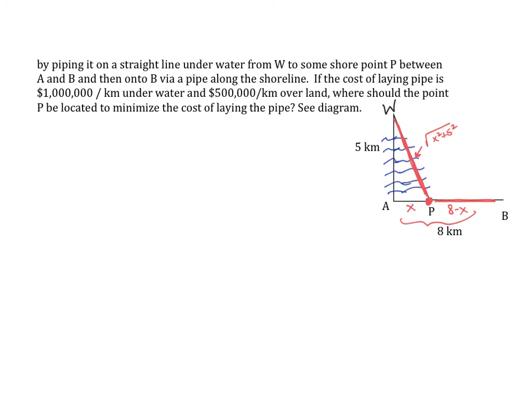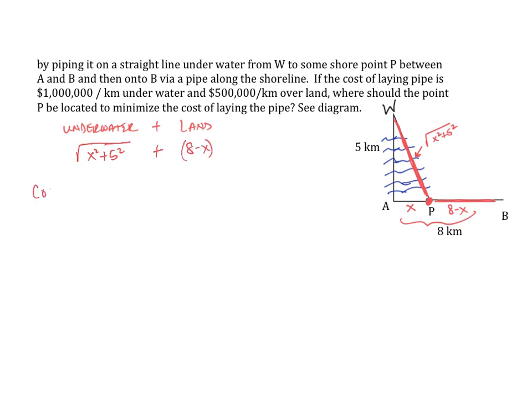Okay? So now we need underwater and over the land. Well, the distance underwater is the square root of x squared plus 5 squared. And what would give me the cost here? Well, let's do the land. The land is going to be 8 minus x.